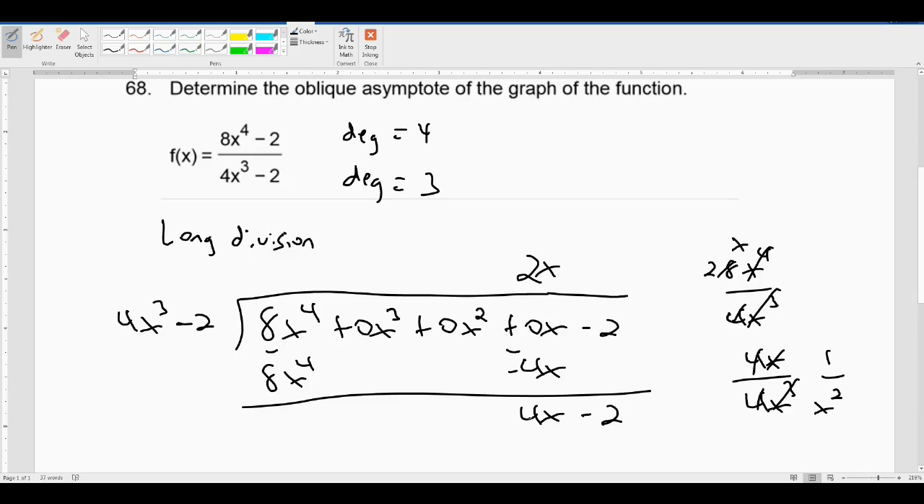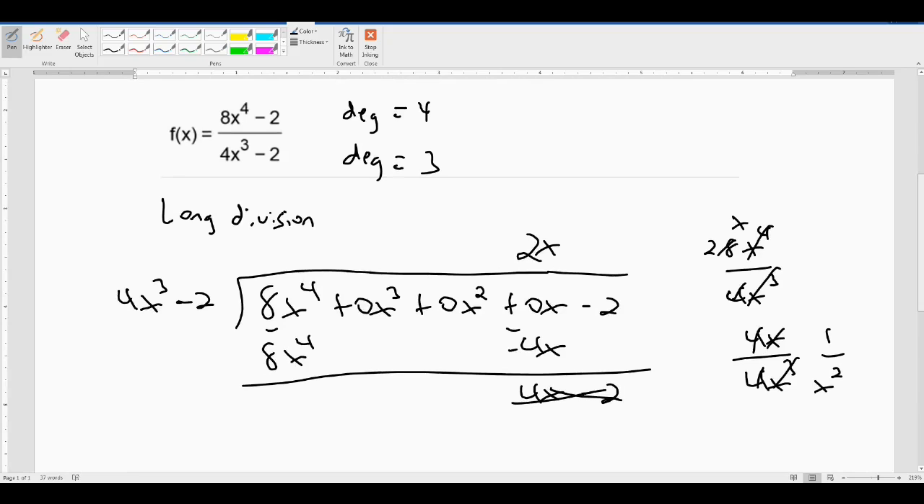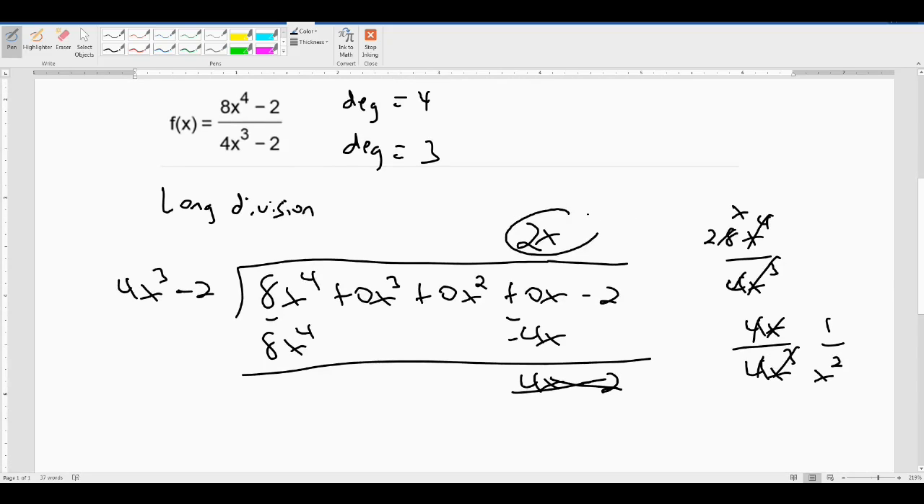So what that means is this is a remainder, but we don't care about the remainder anyway. Well, that is the remainder. We don't care about the remainder. All we care about is the quotient. So therefore, your oblique asymptote is y equals 2x. It's a line. y equals 2x.